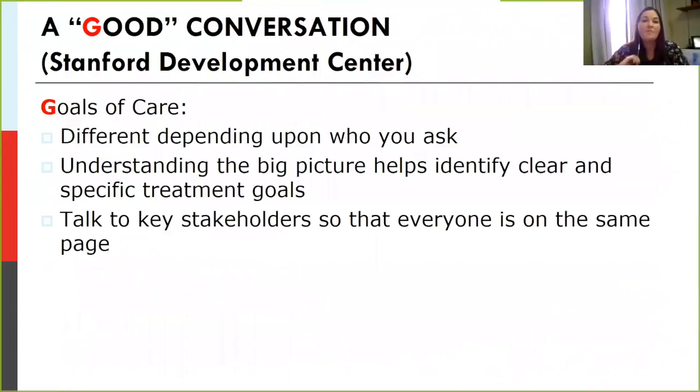So goals of care are going to be different depending on who you ask. And I think that's really important when working with patients and their families, is recognizing that each person brings something different to the table, and they all bring a different set of values, and they all have different opinions, and managing that can be quite difficult. But I think it's important to recognize that there's multiple voices at the table from the patients and family, and obviously wanting to recognize and support patient autonomy. But I think helping them communicate with one another is a big part of advanced care planning. So recognizing that the big picture helps identify clear and specific treatment goals, and really being mindful to talk to all the different key stakeholders so that everyone is on the same page about what those goals are.